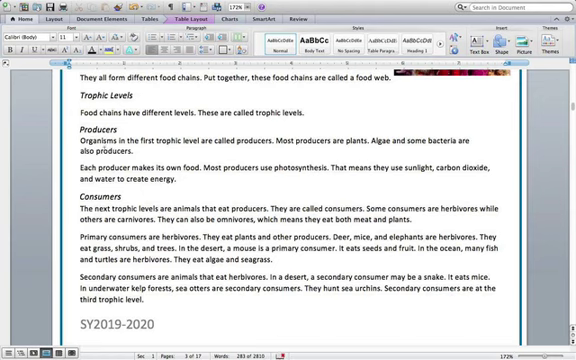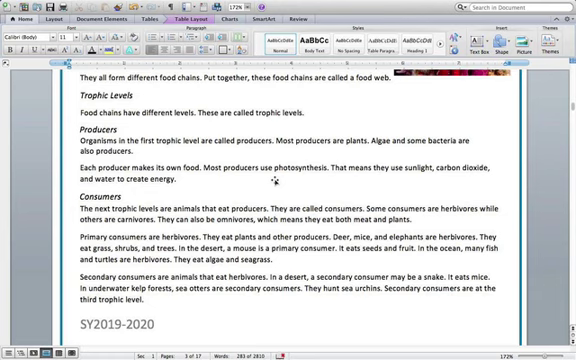Producers. Organisms in the first trophic level are called producers. Most producers are plants. Algae and some bacteria are also producers. Each producer makes its own food. Most producers use photosynthesis. That means they use sunlight, carbon dioxide, and water to create energy.